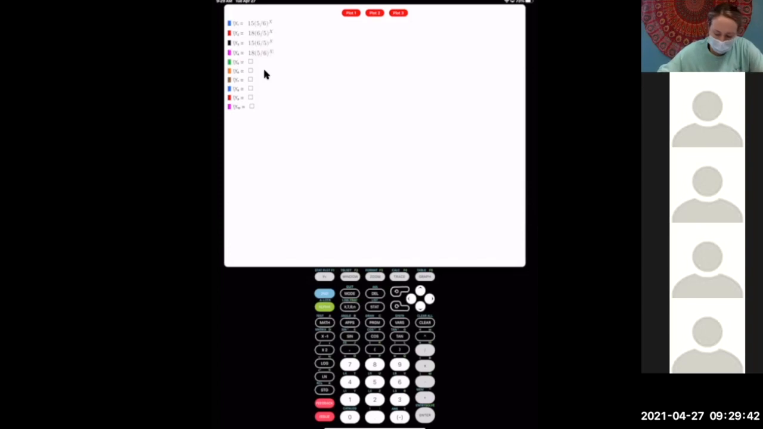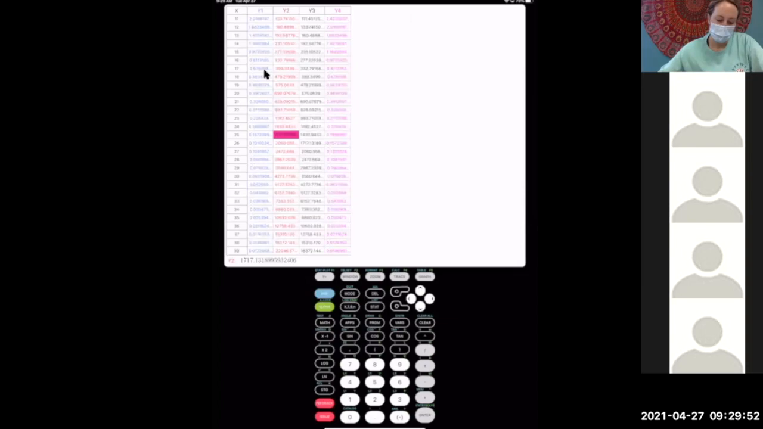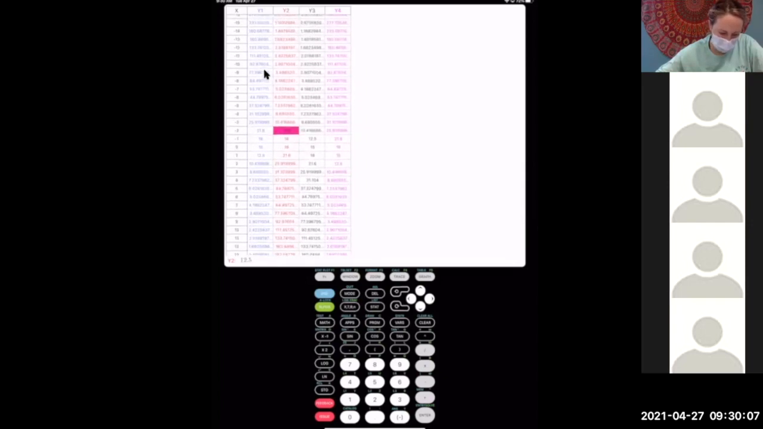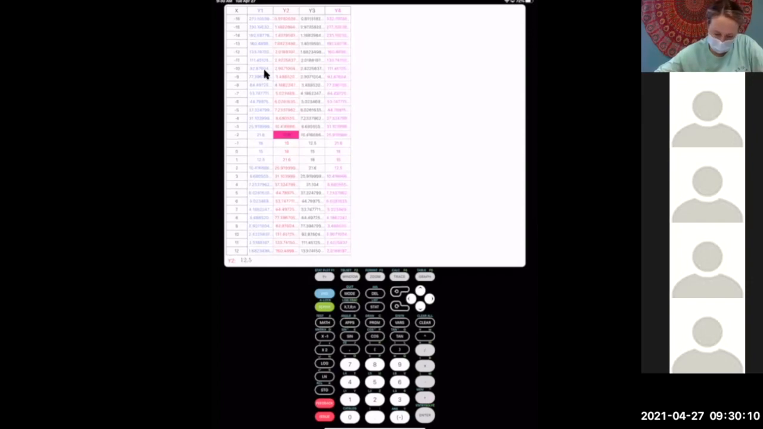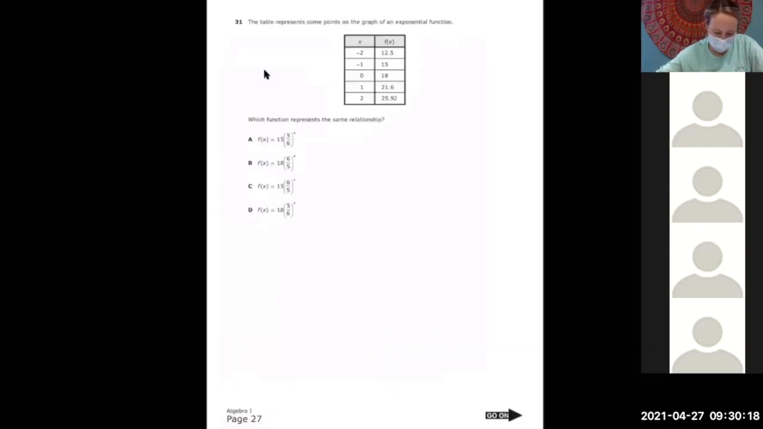Okay, so I plugged in my 4 equations. Now I'm going to go to the table, which remember you hit the blue button, which is second, and then you hit graph. And I'm going to find which ones match. So the first point that should match is -2 and 12.5. So I need to scroll up. All right, and there's only one option that has 12.5 for -2. Let's check, and then it goes to 15, 18, 21.6, and it matches perfectly. So my answer is B.